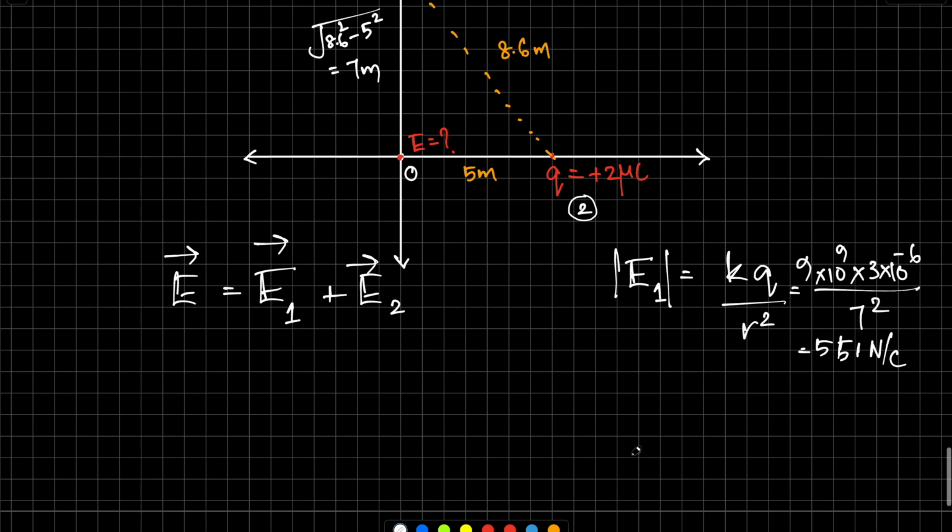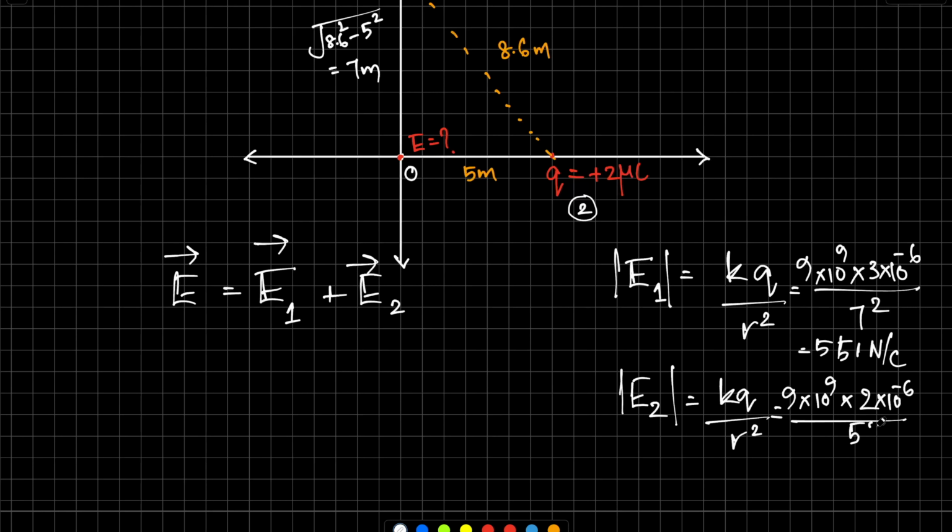Now let's find the electric field due to charge 2. Electric field created by charge 2, which is this small positive charge, at the origin. The same equation, kQ by r square, k is 9 times 10 to the power of 9. This time the charge is the second charge, which is 2 microcoulomb, so 2 times 10 to the power of minus 6 over the distance between charge q and the origin, which is 5. It's 5 square. The answer is 720 Newton per coulomb.